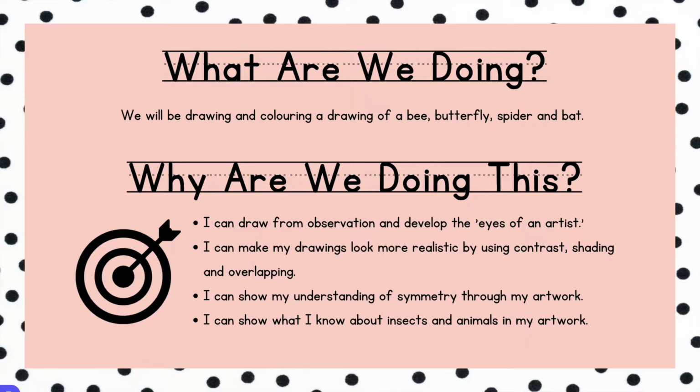So I've provided some reference images for us to look at while we're drawing. We're trying to make our drawings look more realistic by using contrast, which means dark and light colors beside each other together, shading, and overlapping. And we're trying to show our understanding of symmetry through our artwork. And that works really well for a bat, you guys will see. And we're showing what we know about insects and animals through our drawings, through our artwork.